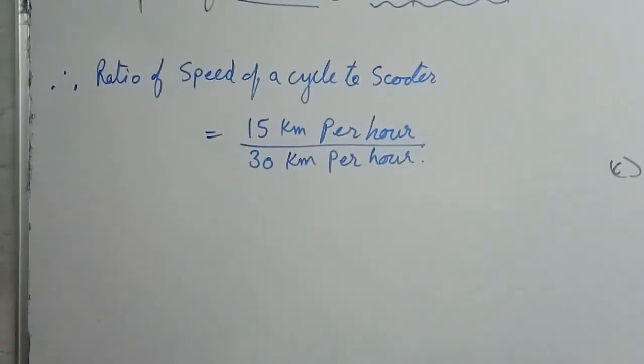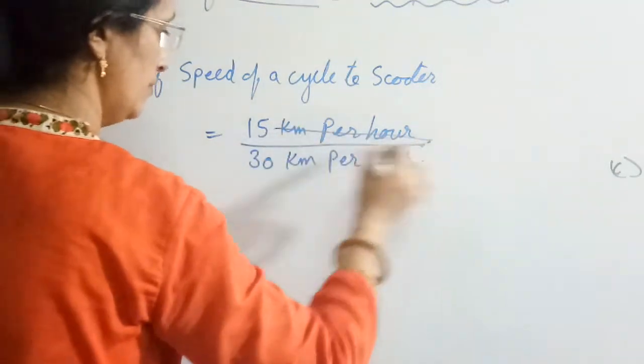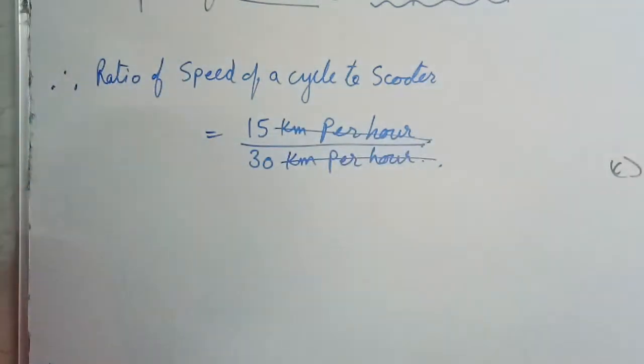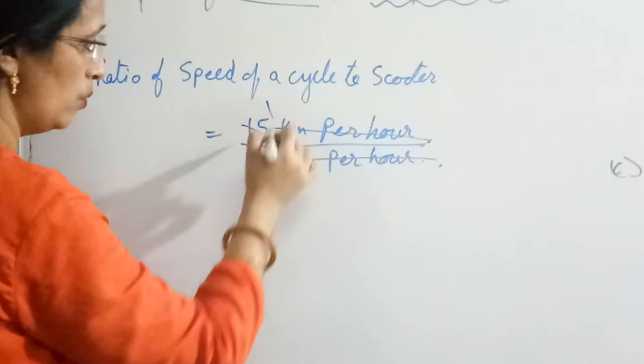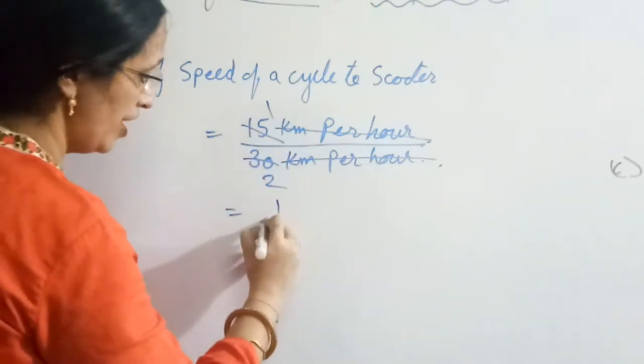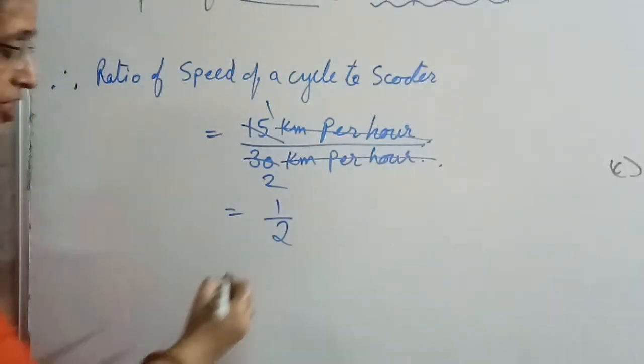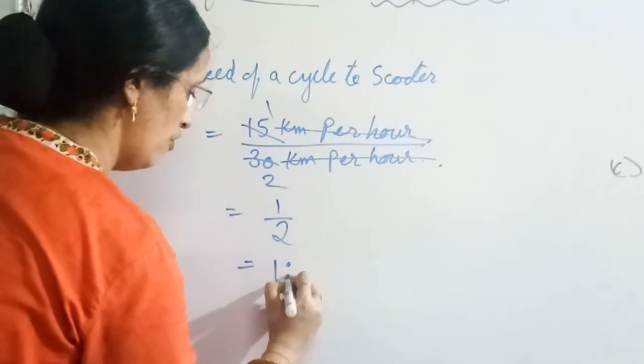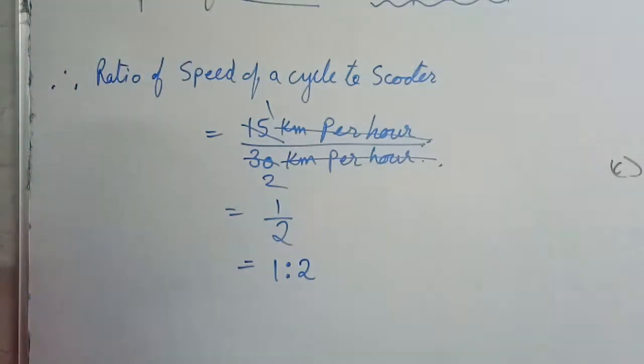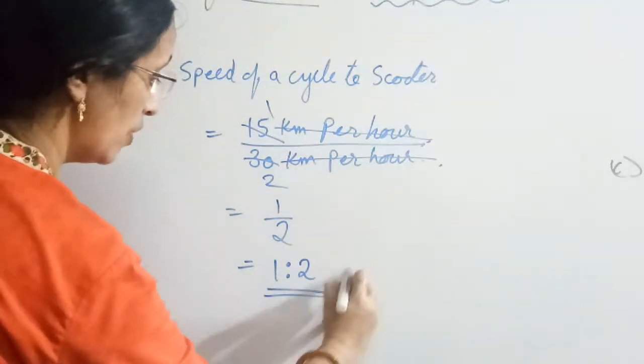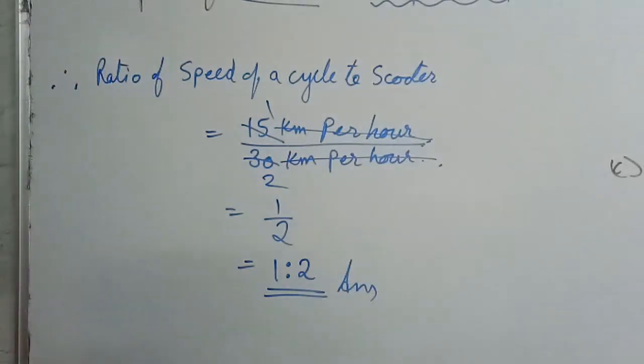This will be cancelled, and if you recall the table of 15, it goes by 1s and 2s. So 1 upon 2 is in the form of a fraction. We can write it in the form of a ratio. So this is the required answer, and you will read it as 1:2. Okay.